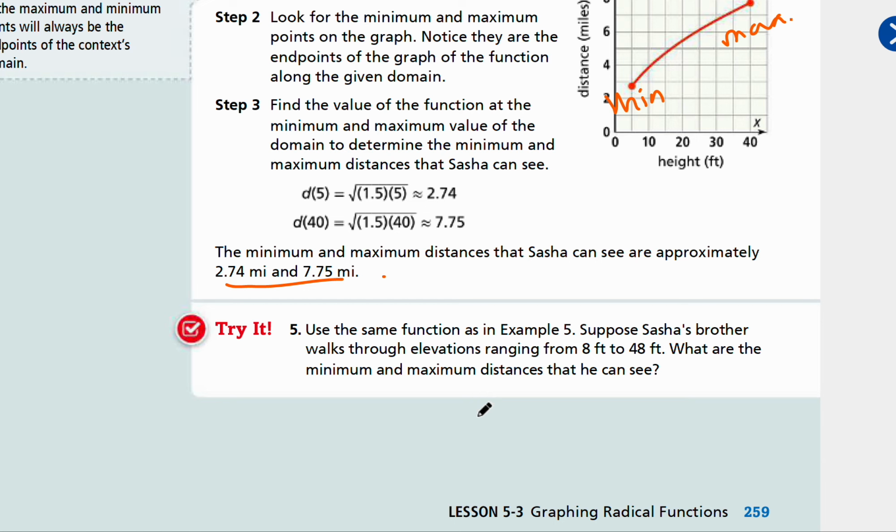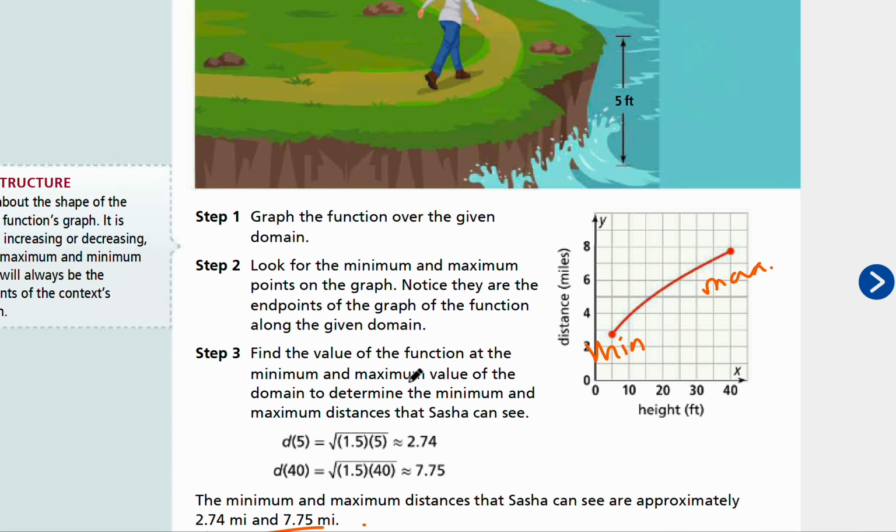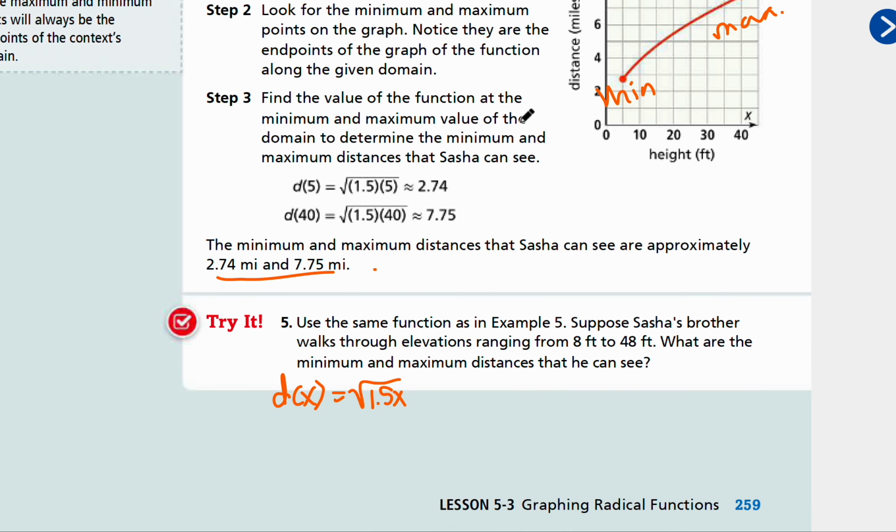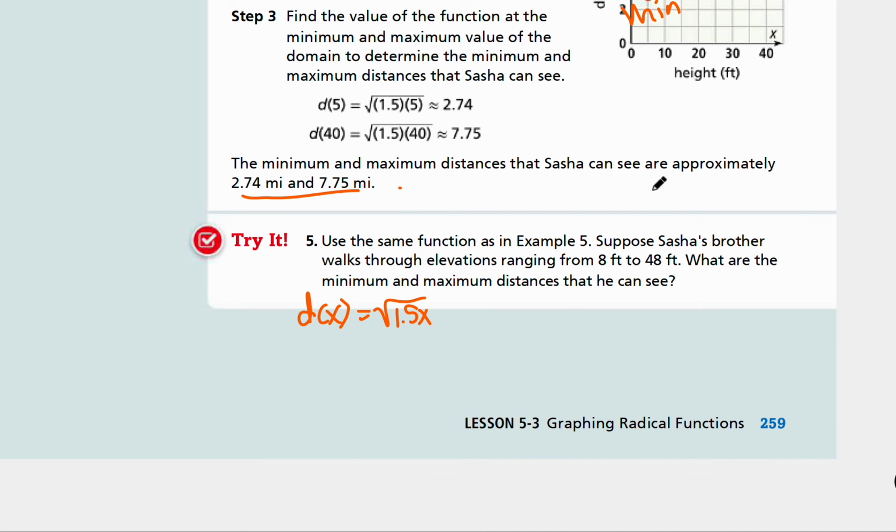Okay, are you ready? All right, let's look at the equation. You're using the same equation, right? So it's going to be d of x is equal to root 1.5x. That's what they give you initially. You're using the same equation. And Sasha's brother is now walking through elevations ranging from 8 feet to 48 feet. So we want to find the minimum and maximum distances.